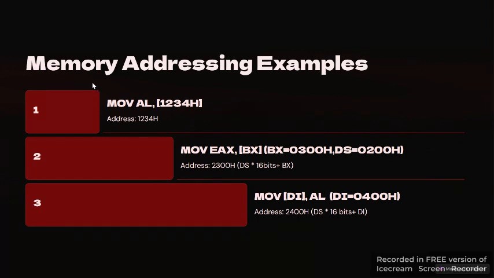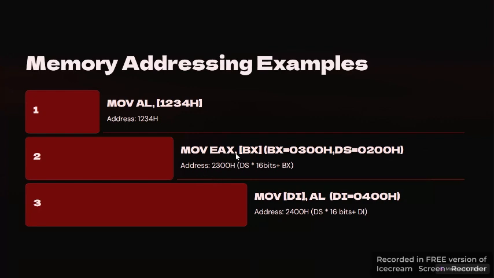Now talking about memory addressing examples, move AL comma 1234H. Here 1234 is 16 bits, and we are going to move it into AL. So it is invalid because 16 bits cannot be moved into AL, which is the 8-bit accumulator lower register. So for the physical address, we are going to use this example. The address will be 1234H, because whenever square brackets are around an operand, it represents a memory address.